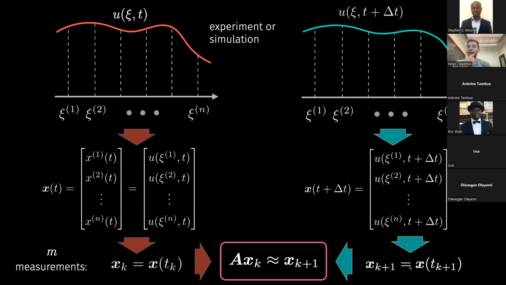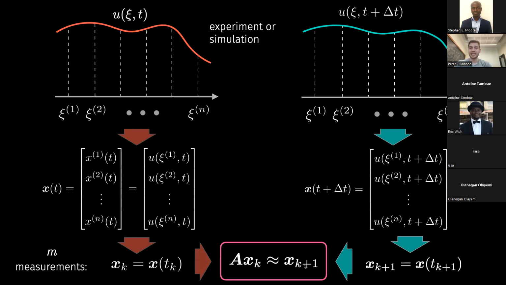And the key behind DMD is that these measurements at xk plus 1 are related to the measurements at xk via just a linear relation. This is a big assumption of DMD, that it assumes that underlying the system there's a linear operator, or at least the system can be well approximated by a purely linear operator. So this is the really important equation.